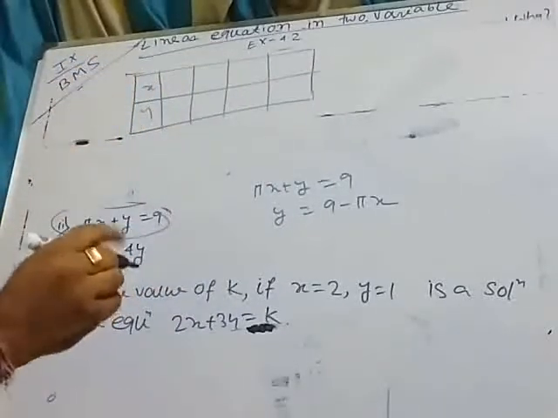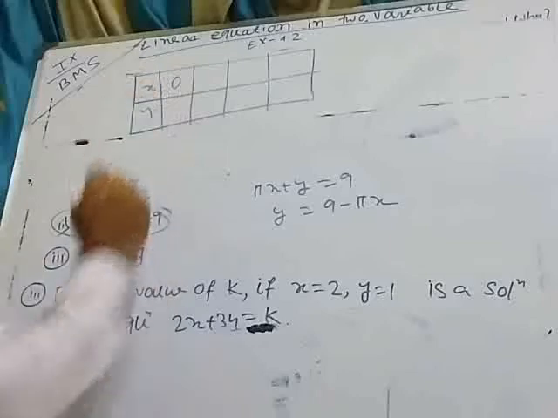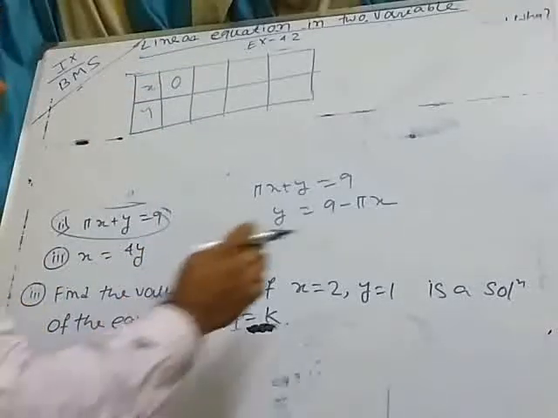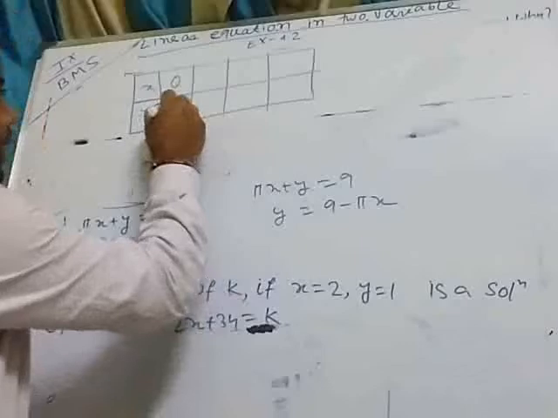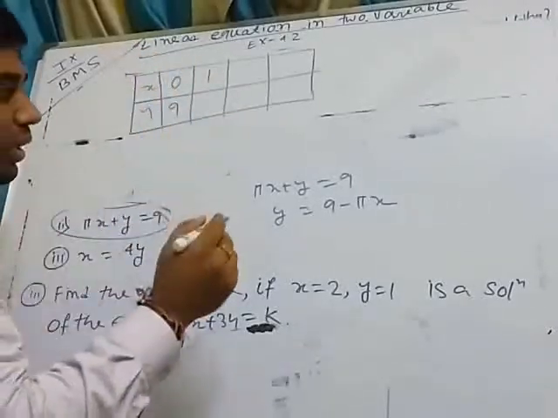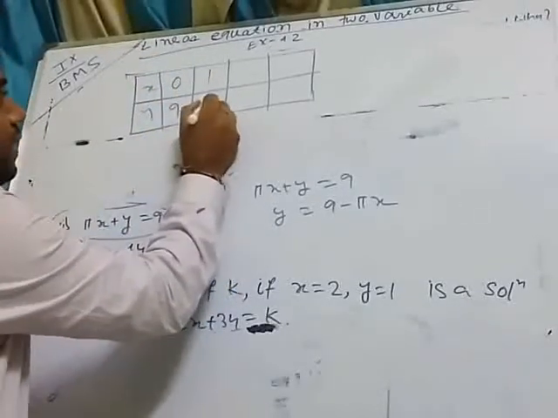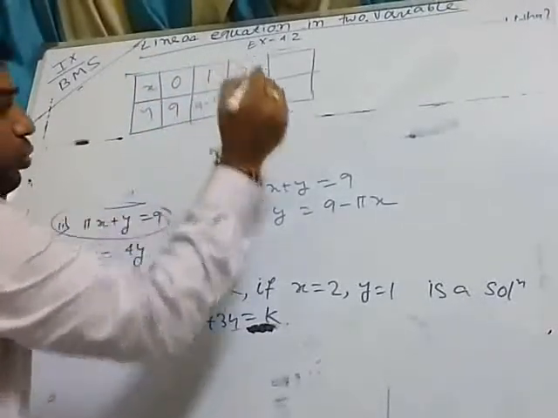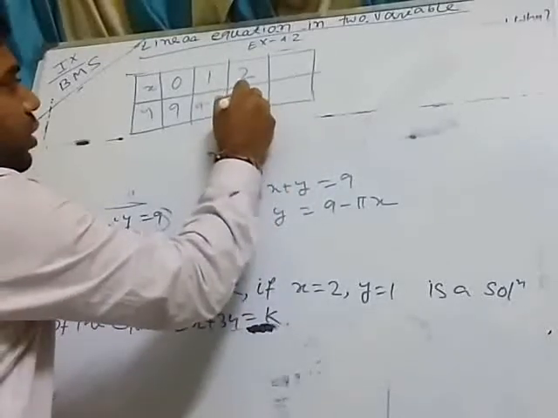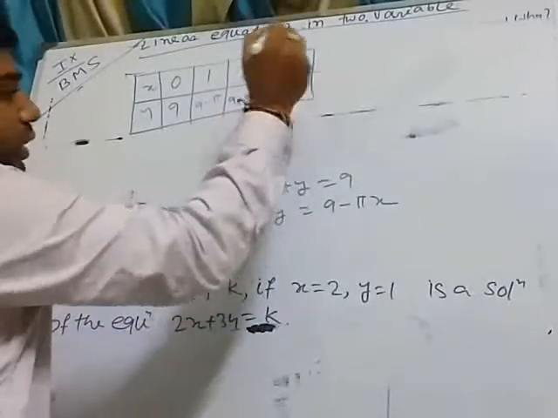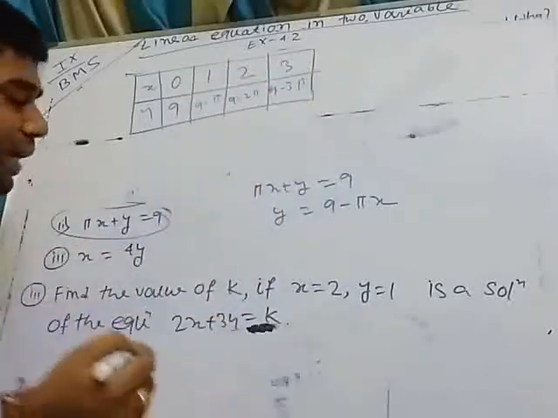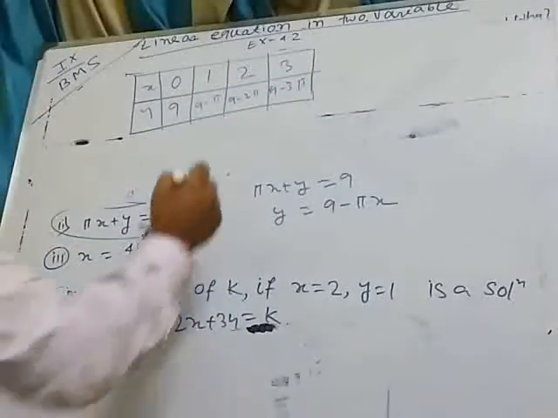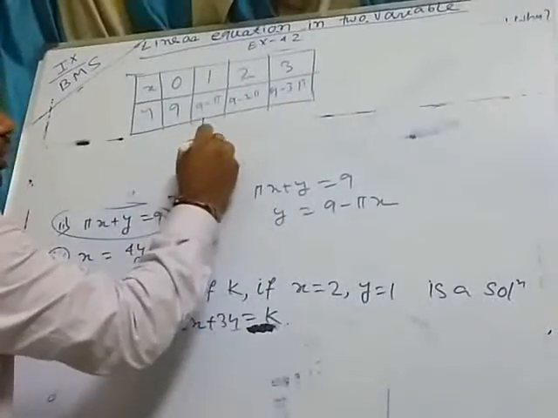If I put x equal to 0, what will be the value of y? That is pi into 0, which is 0, so y is 9. For x equal to 1, that is 9 minus pi. For x equal to 2, 9 minus 2 pi. For x equal to 3, 9 minus 3 pi. You can put the value of pi and express it in one term, that is 22 by 7.